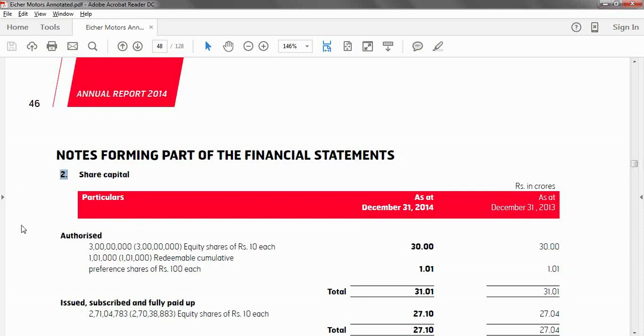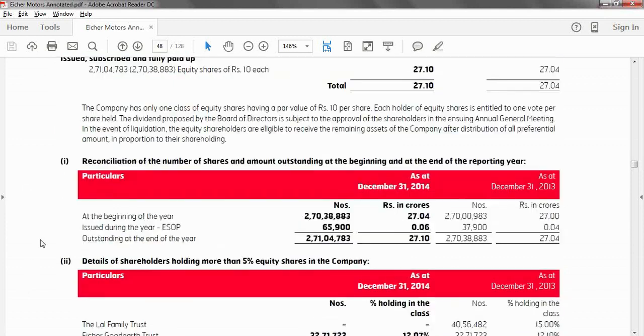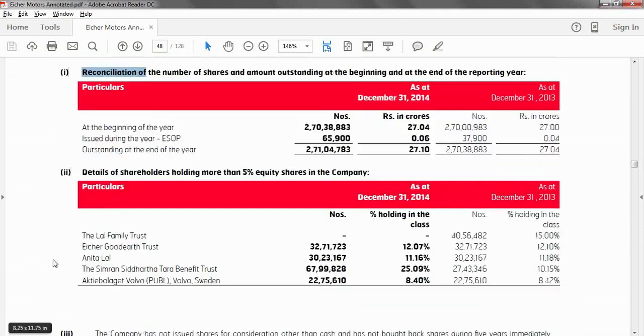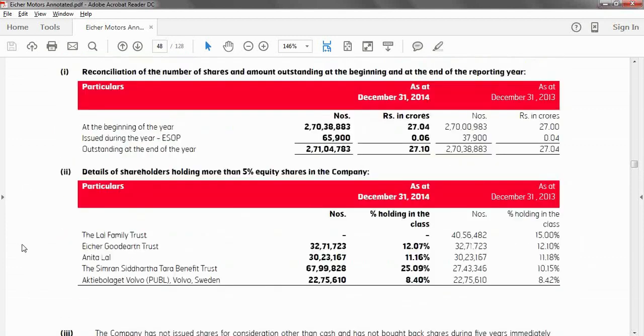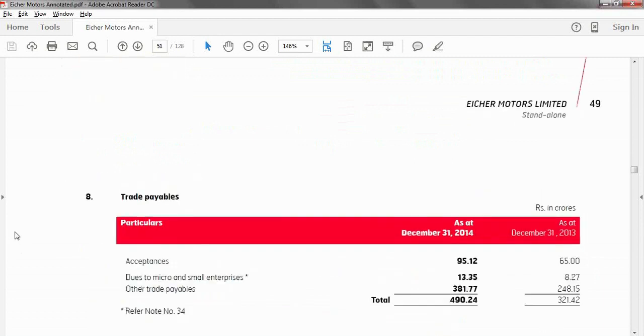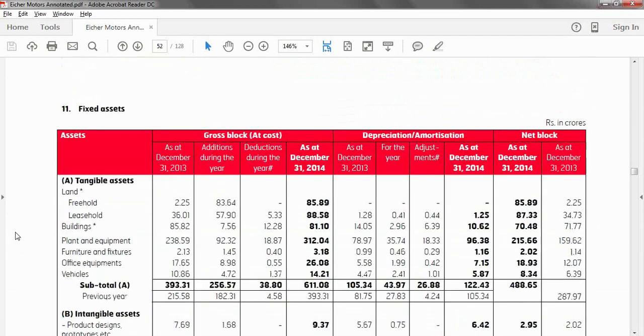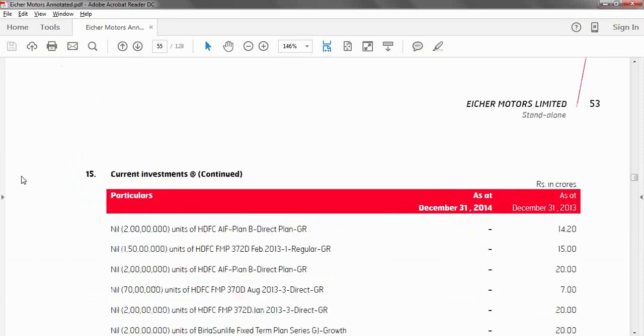Remember those notes? We said note 2, share capital. What is the share capital? Number of shares that are existing. What are the reserves that the company has, that follow on subsequent pages. Then we were talking about fixed assets. So fixed assets will tell you what is land, what is building, what is plant and equipment, furniture, fixtures. All these details are essentially available in the notes to accounts, right? We will look at this again in more detail as we go along.